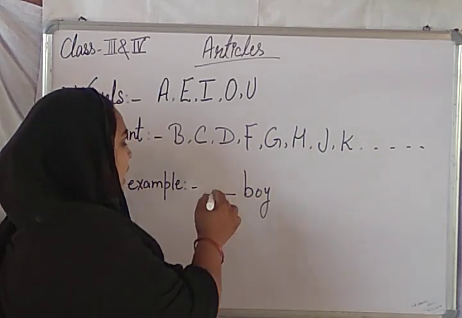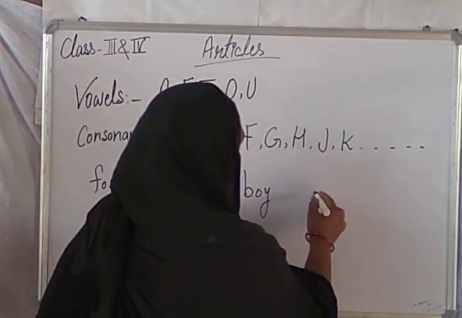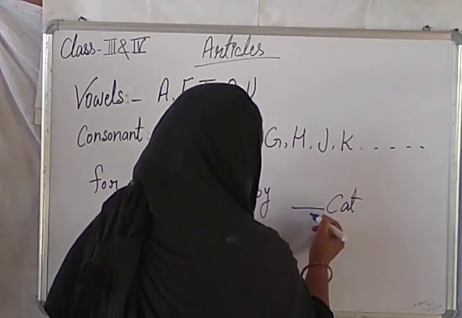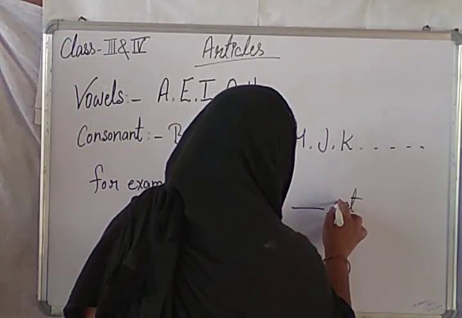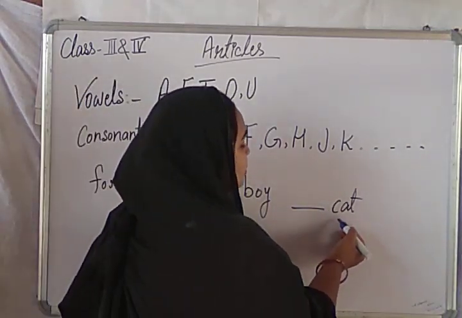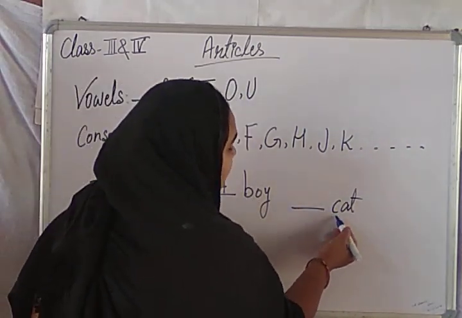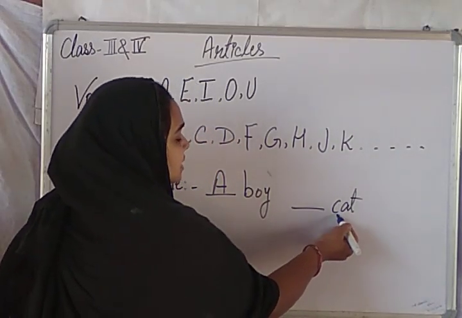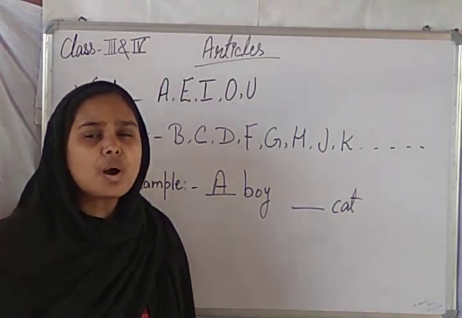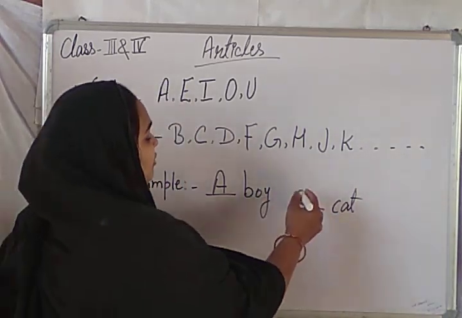So we use A before boy. Next example, a cat. Here we use A before cat because the first letter of cat is C, a consonant letter, and its sound is a consonant sound. So we use A before cat.